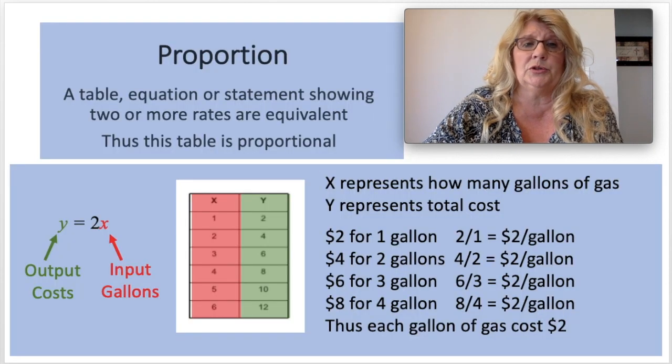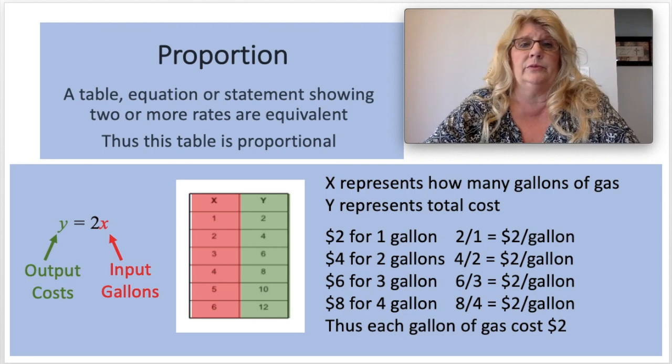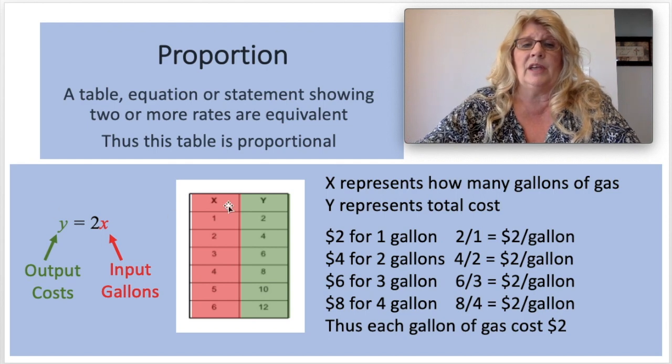First, I have a proportion, a table, equation, or statement showing 2 or more rates are equivalent. Thus, this table is proportional. We have X representing the gallons of gas, Y representing the total cost.